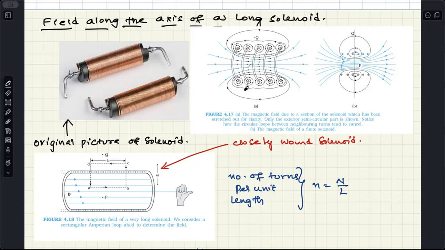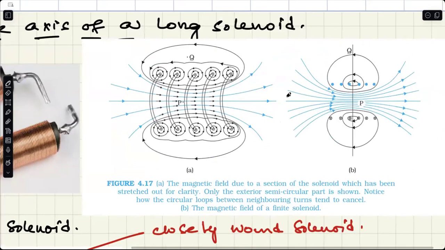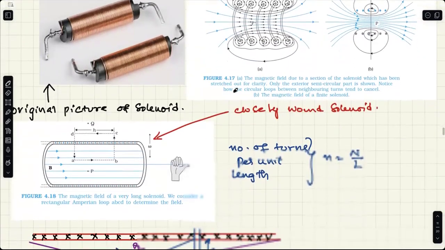If the gapping is large, for example, gapping is close, gapping is large, this is how the field lines are. The picture you are seeing is the field lines, the magnetic field due to a small portion of the solenoid. It is a finite solenoid. This one is a long solenoid. For practical purposes, we will take a long solenoid only.